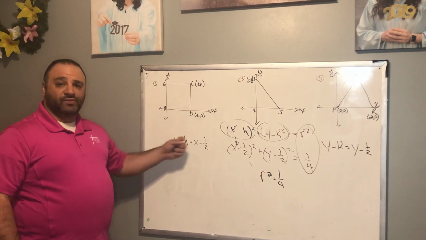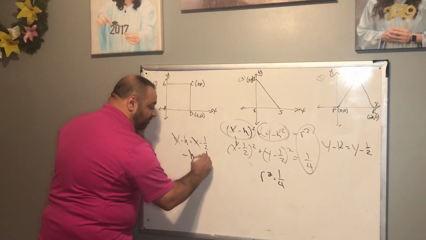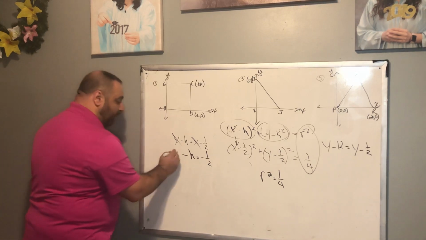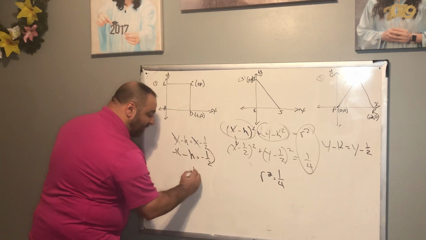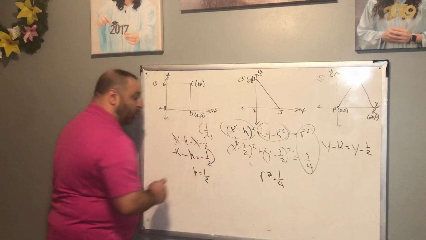Since we have x on both sides of the equal sign, the x's cancel out. And so we have negative h equals negative 1/2. Then all we're going to do there is multiply by negative 1. So we have h equals 1/2. So, all right, our first plot would be 1/2.